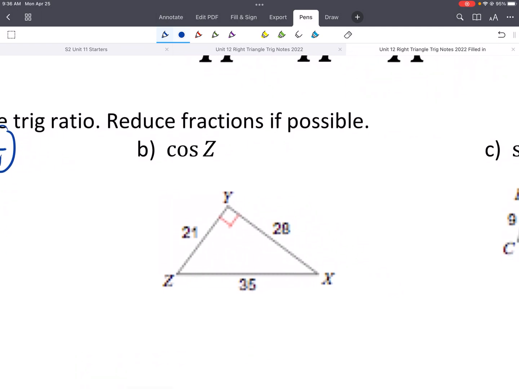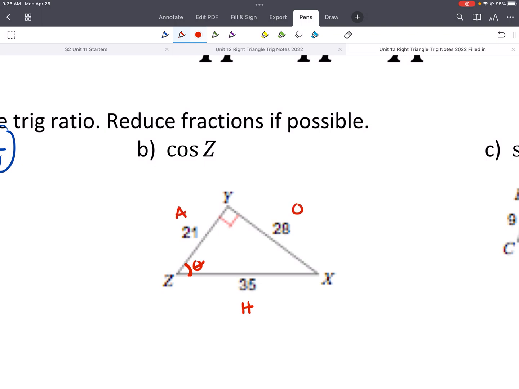So this is cosine of z. Sometimes, I don't think this will be the case in the homework, but just in the future, if you ever run into this, if they say cosine z, they're saying that z is our angle. This is our reference angle. Okay, so we would label our sides. This is our hypotenuse, our opposite, and our adjacent.